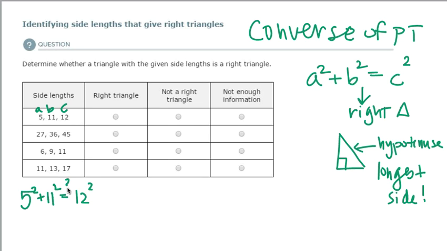Now, I do not know if this is correct, but we'll see what happens. 25 plus 121 equals 144. Maybe. 25 plus 121 is 146. Do those two equal each other? Nope. Because they do not, this is not a right triangle.